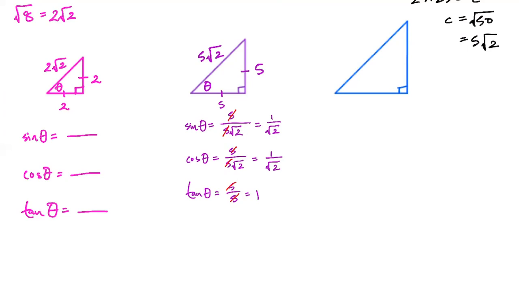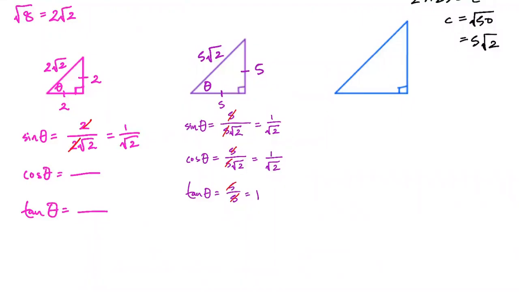Right, anyone get an answer for sine of theta? What's the unsimplified ratio that we get here? Yes, it does. 2/2√2. And yes, just like the one in the purple, we can reduce and, oh, we get the same answer.